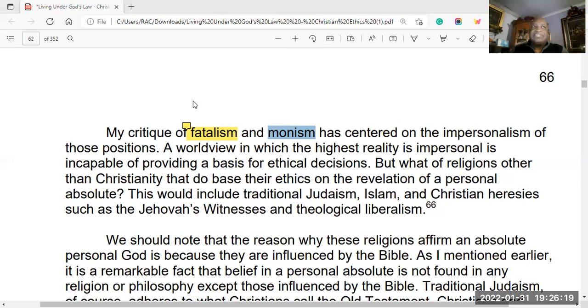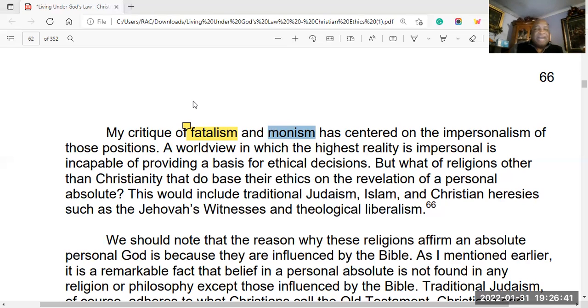Love is the greatest law of God. And any principle that goes against love, again, is going against God. I don't care what law it is. So that's what separates Christian ethics from any other world ethics or worldview, is the love of God. So now let's look at fatalism.